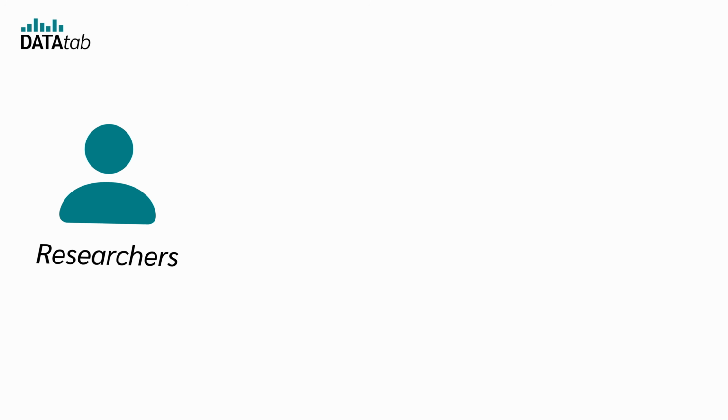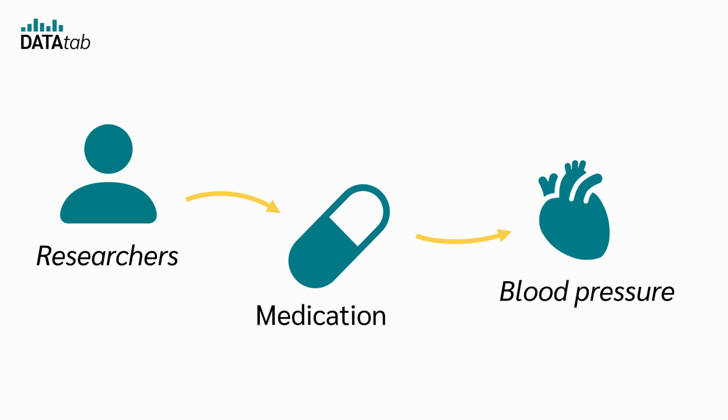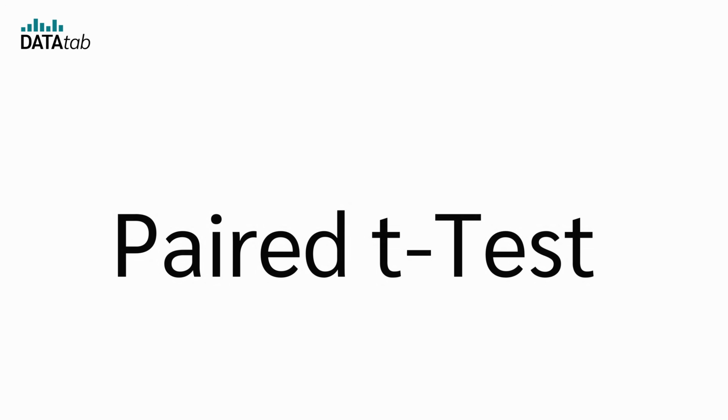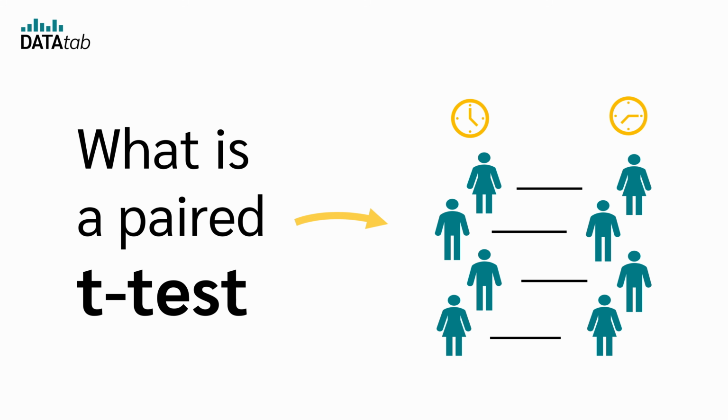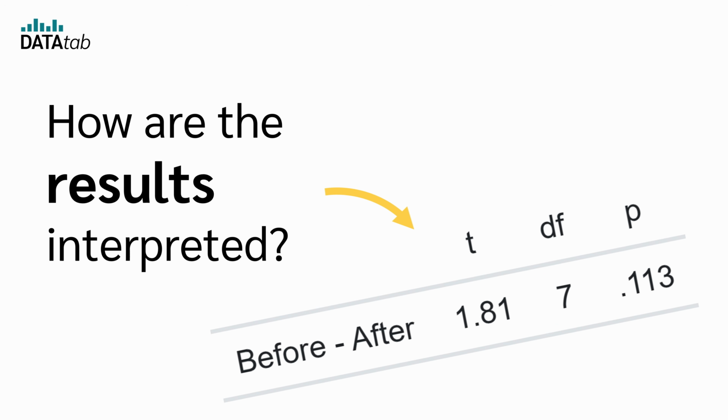Let's say you're a researcher and you want to find out whether a medication for high blood pressure actually works. To do this, you want to use a paired t-test. But what is a paired t-test? How is it calculated? And how are the results interpreted?